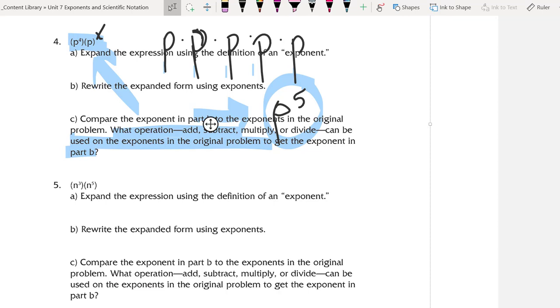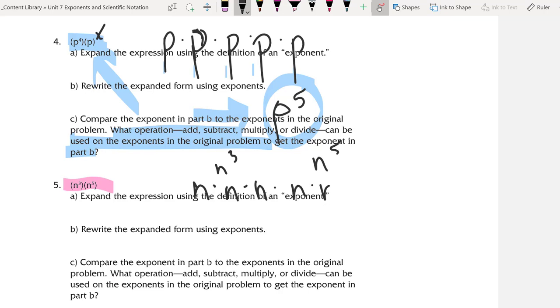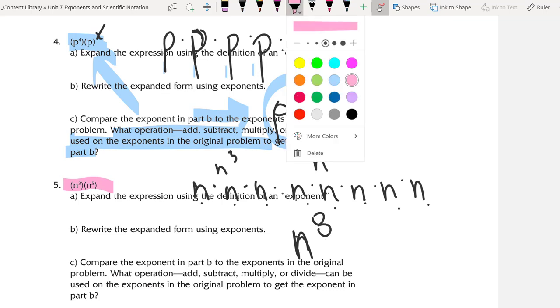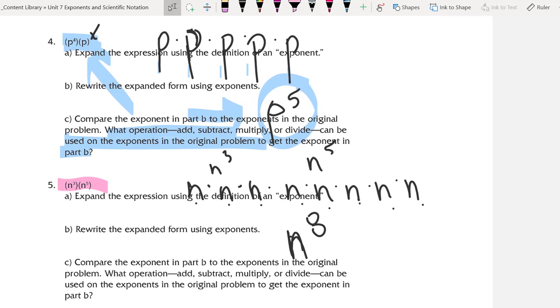N to the third times n to the fifth. If I expand that, n times n times n times, there's n to the third, n to the fifth, 1, 2, 3, 4, 5. And if I write that just using exponents, how many n's do I have? So what operation did I use to go from this to this?